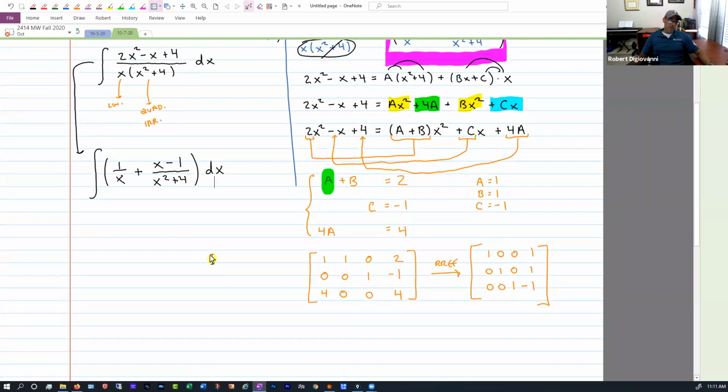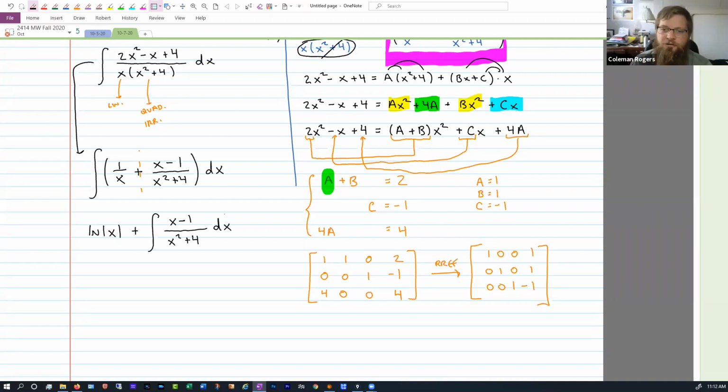All right, now we just attack each of those individually. So I'm going to split this up. I'm going to do 2 integrals. So the first integral, you shouldn't even really have to think about too much, right? It's just natural log of the absolute value of x. Plus, now the other integral, what kind of form do we have here? Can somebody tell me what form this is falling into? What are we seeing here? The linear over irreducible quadratic. Yep. A linear expression over an irreducible quadratic.